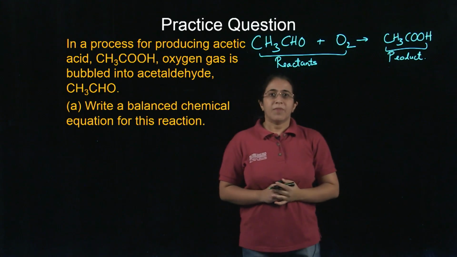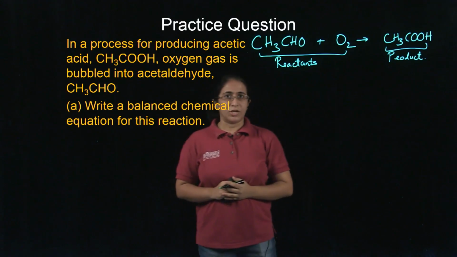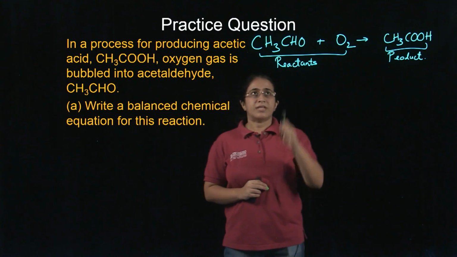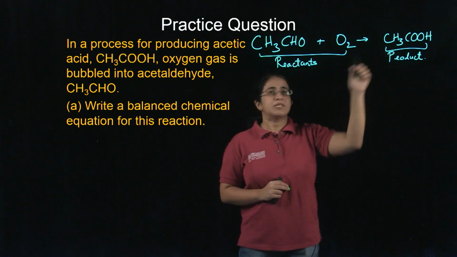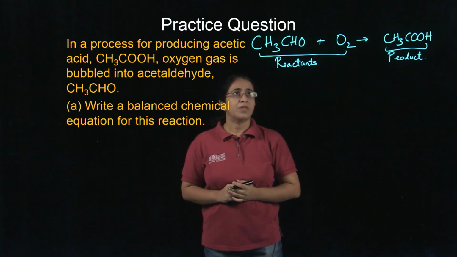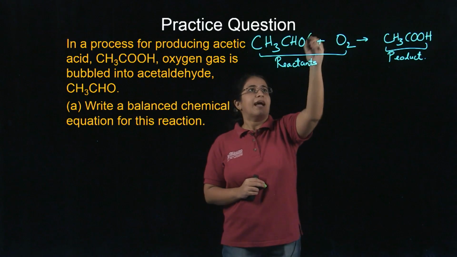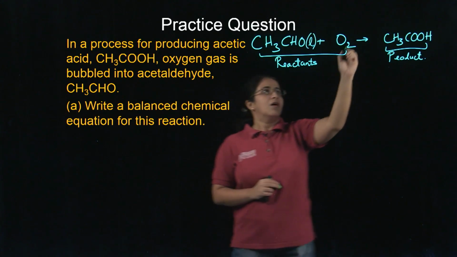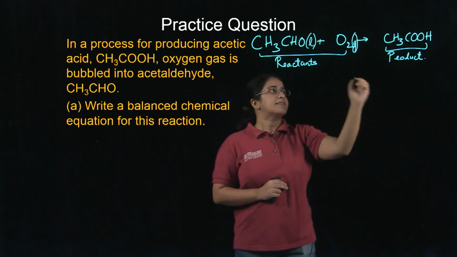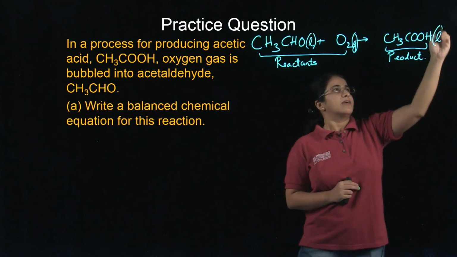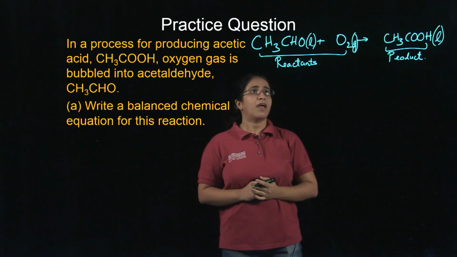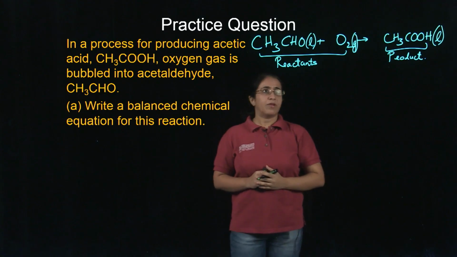Okay. Now remember, when writing out a chemical equation, you need to mention the state or phase of every substance in the chemical reaction. So in this case, acetaldehyde is a liquid, oxygen is a gas, and acetic acid is a liquid. Okay? So now we have to balance our equation.